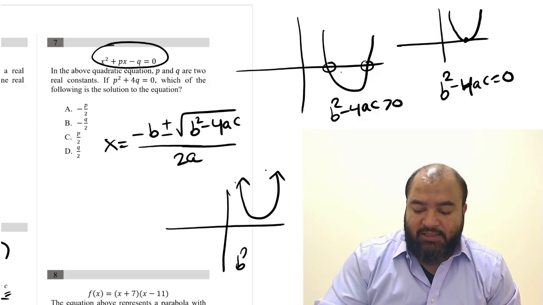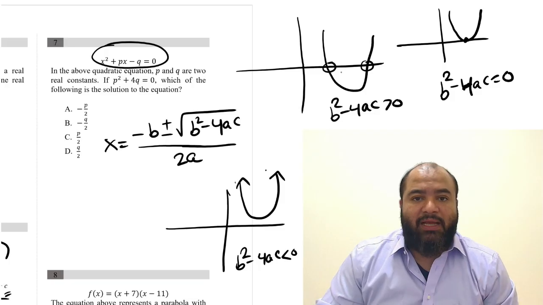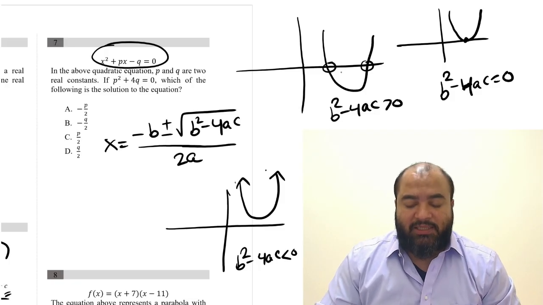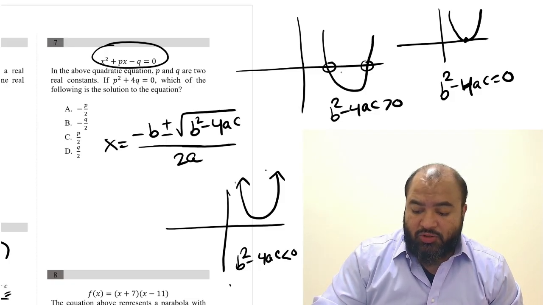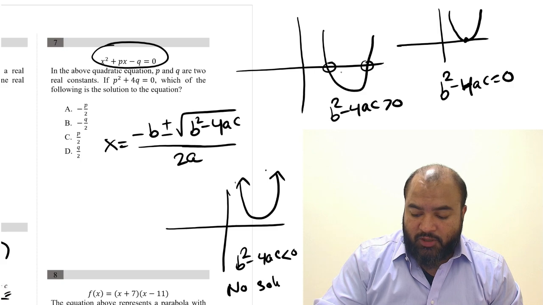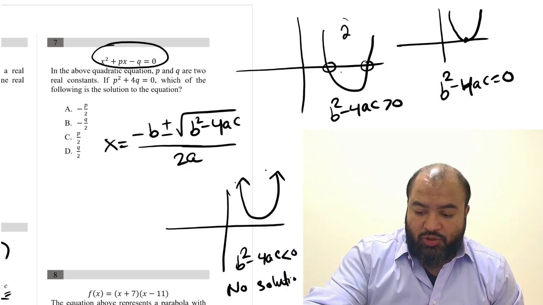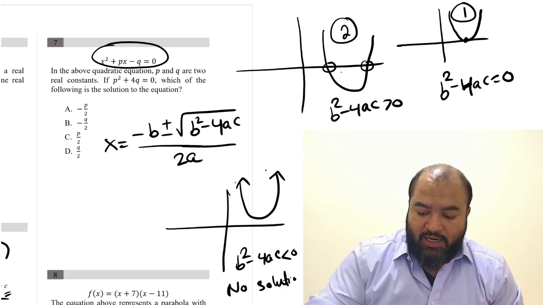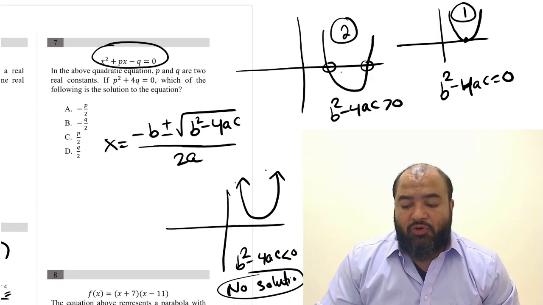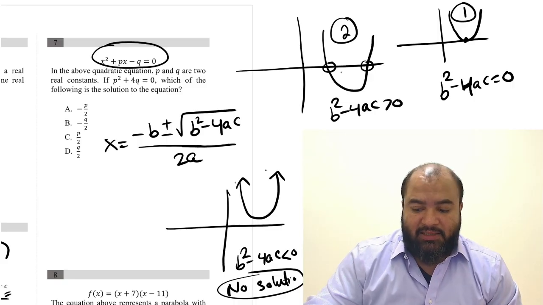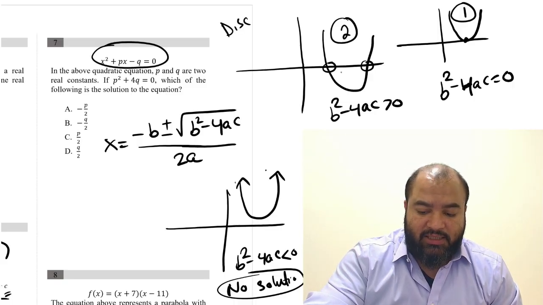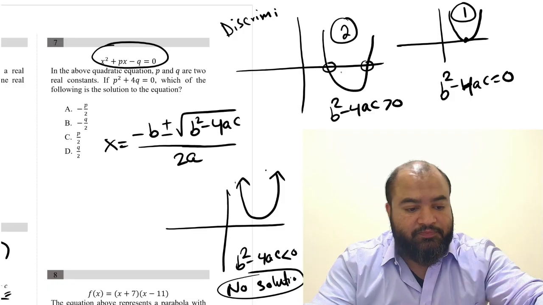So this one means b square minus 4ac is less than 0. That's when you're going to have a square root of a negative number, which will lead you to complex numbers. We'll call it no solution. So, two solutions, one solution and no solution. b square minus 4ac decides that. This is called the discriminant.